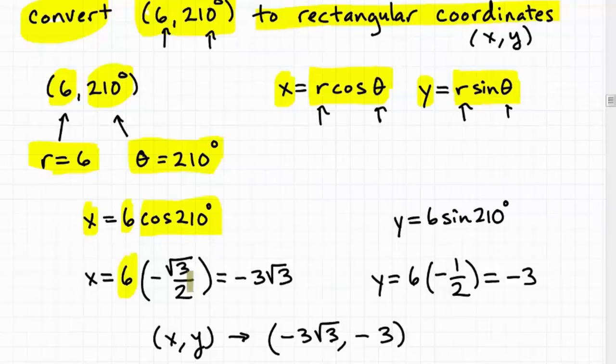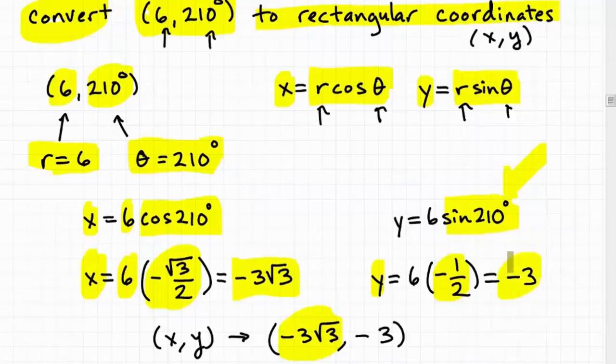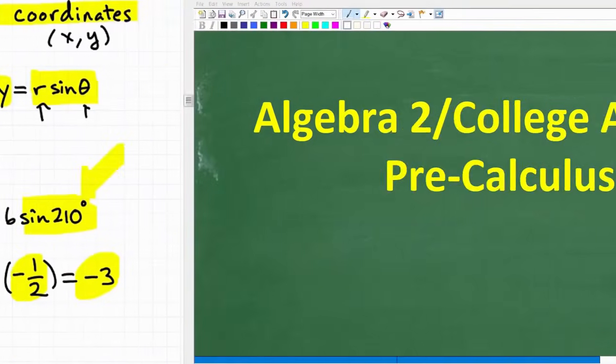So this is 6 times negative square root of 3 over 2. That's the cosine of 210 degrees. And that is going to be equal to negative 3 times the square root of 3. That's our x value, so we can write that here as our x-coordinate. And then y is going to be 6 times negative 1/2, which is the sine of 210. Of course, you could just build these reference triangles and turn these into radians and figure all that out. And when you simplify this, that becomes negative 3.